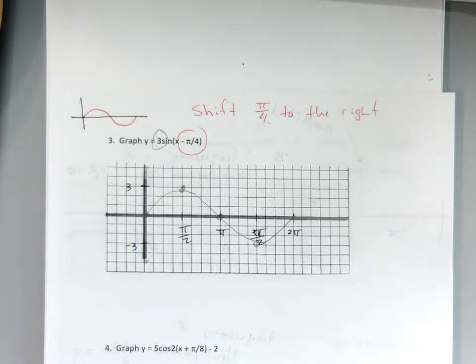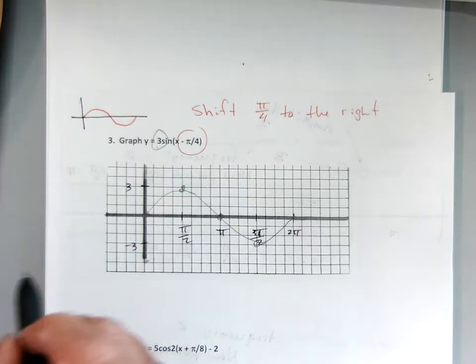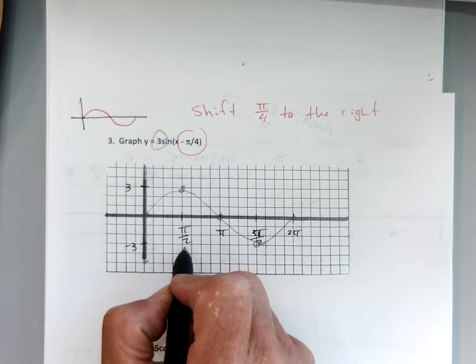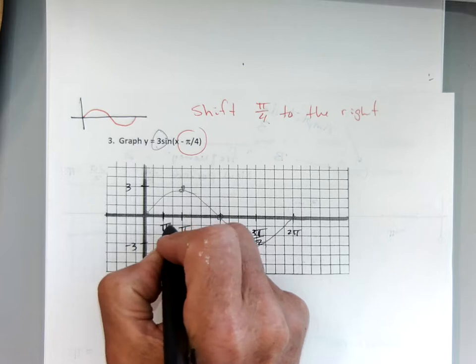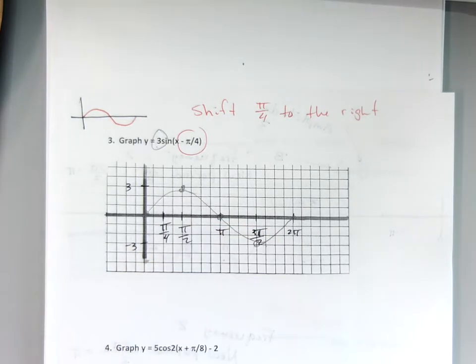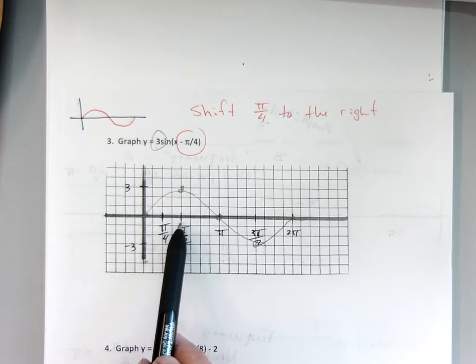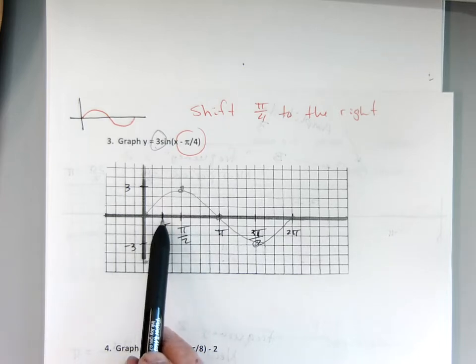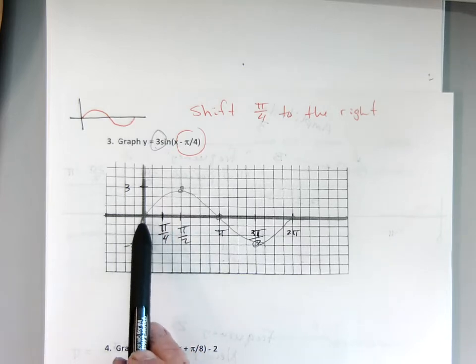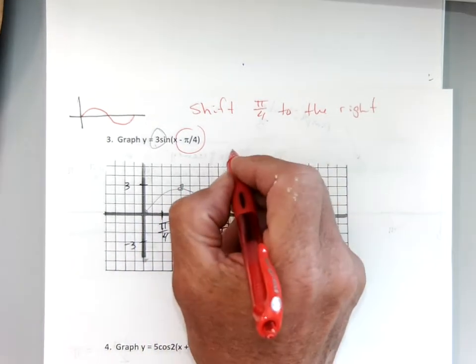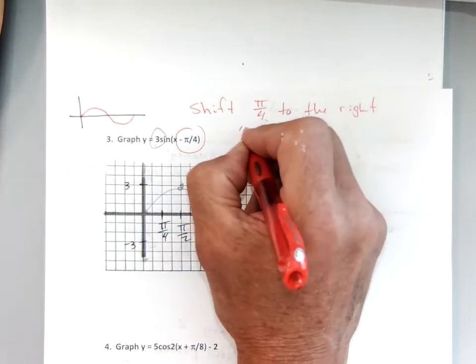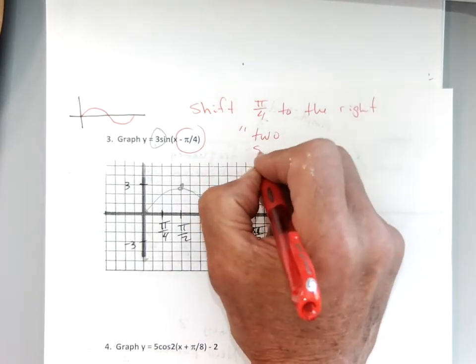And now I'm going to shift it pi fourths. Well, if this is pi halves, then these 2 squares would have to be pi fourths, right? If 4 squares is pi halves, then 2 squares is pi fourths. Now you guys are seeing why I divide them up into squares, right? So I'm just going to take every single important point and shift it, in a sense, 2 squares.